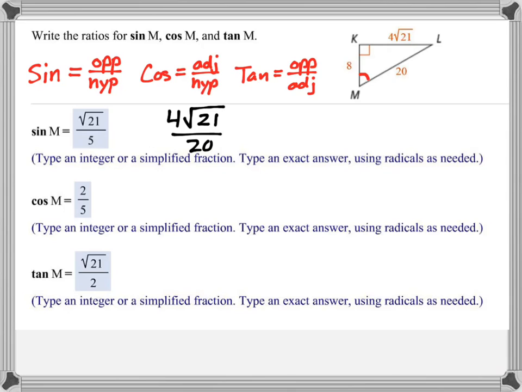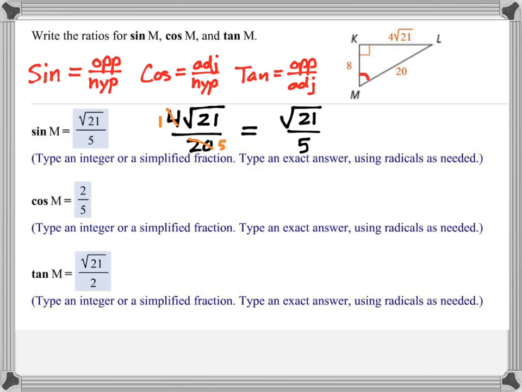Now, the part that might mess most people up is the program probably does not like this answer because it's not simplified. So 4 over 20 is actually a fraction I can reduce, and that would turn into 1/5. So my final answer is the square root of 21 on top divided by 5 on bottom.